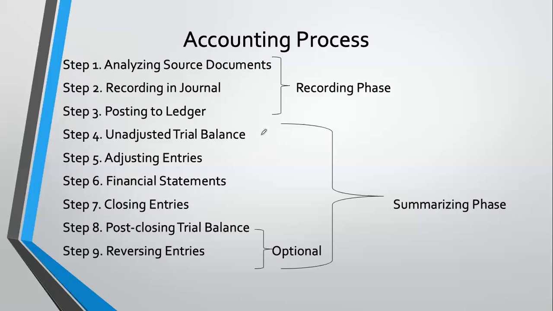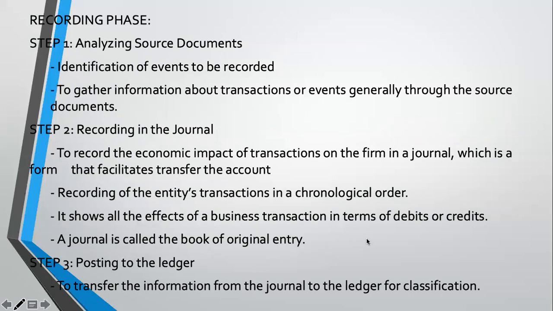Step 4, the unadjusted trial balance, is the starting point of your worksheet. Again, this is a step-by-step process. You need to go through step 1 first before you can proceed to step 2, step 3, step 4, and step 5. So you cannot go straight to step 5 or step 6 without having done step 1, step 2, and step 3. Under the recording phase, you have step 1, analyzing source documents.